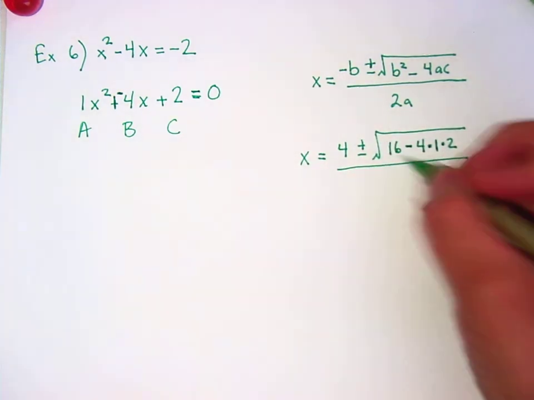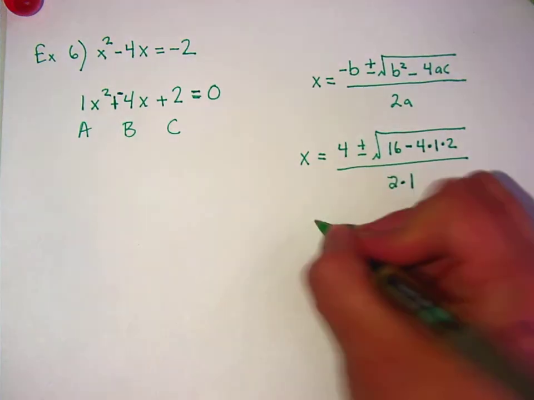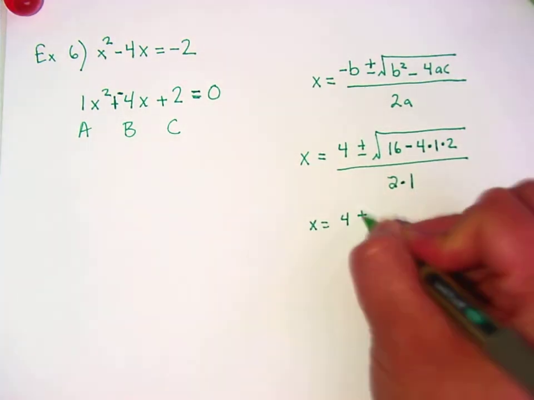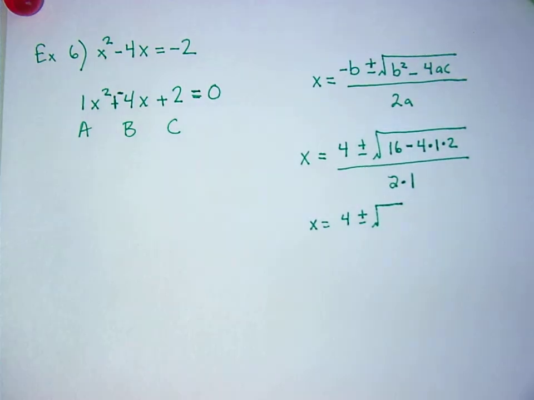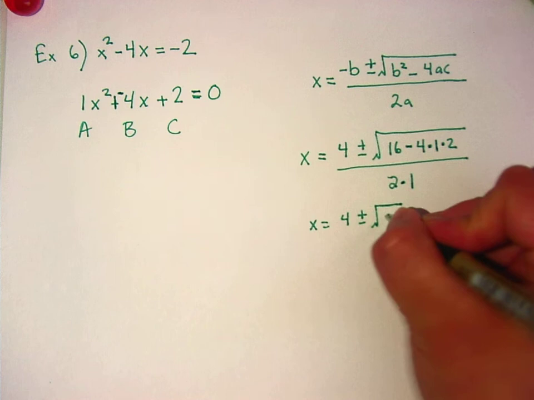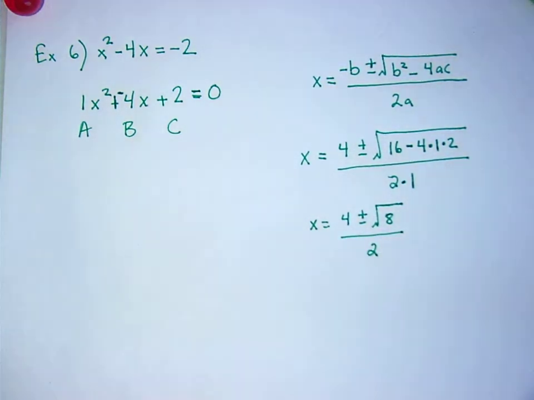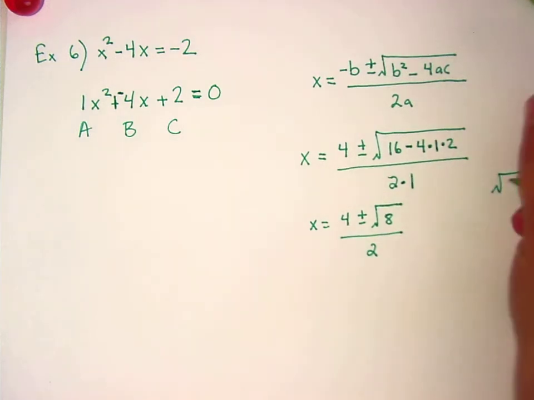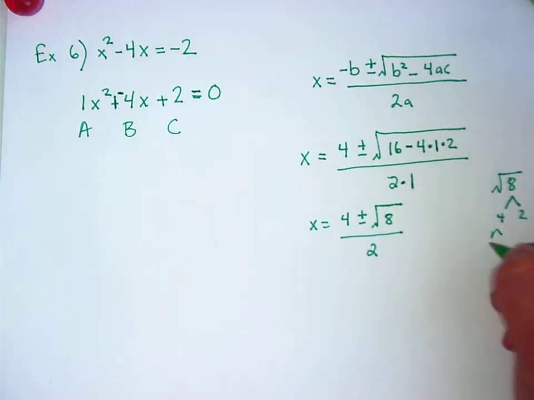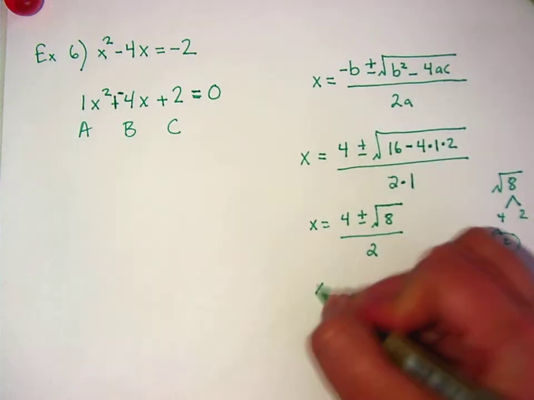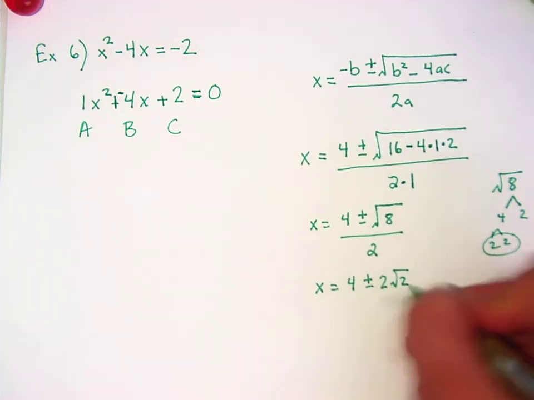Divided by 2a, so 2 times 1, which is x equals 4 plus or minus, what would this be, 16 minus 8? Which is 8 over 2. Okay, now what does the square root of 8 break down to? 4 and 2, which is 2 and 2. So a pair of 2's come out. So now I have x equals 4 plus or minus 2 square roots of 2 over 2.